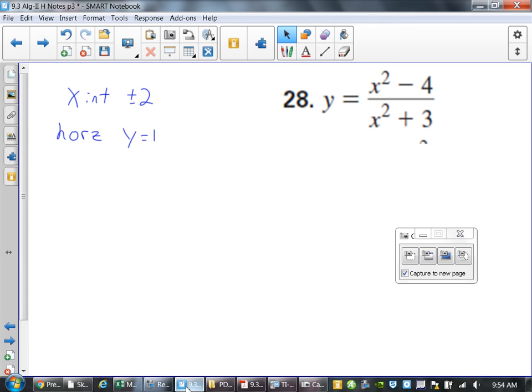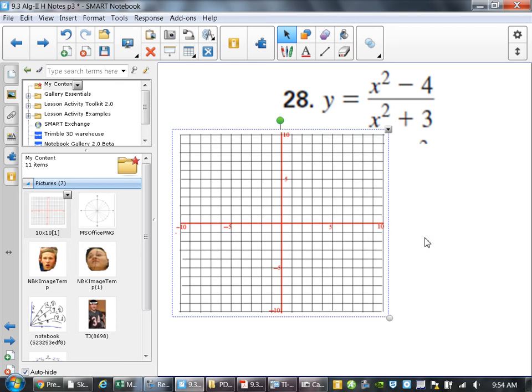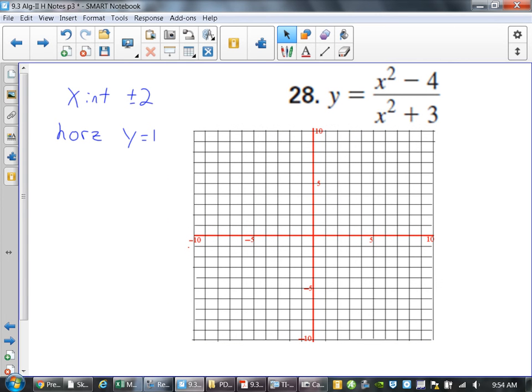Since there's no vertical asymptote, this is a good candidate for looking at your y-intercept. You have your 2 points here and here. I can plot my y-intercept without too much of a hassle. It's -4/3. And I have this asymptote here. So what's happening is that it's following the asymptote, curves down, and comes back up, because there's no domain restriction to keep it from doing that. That's basically what it works out to be.